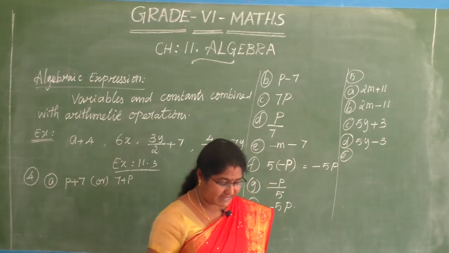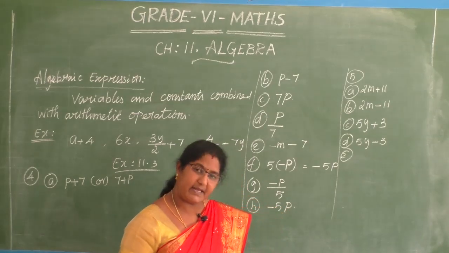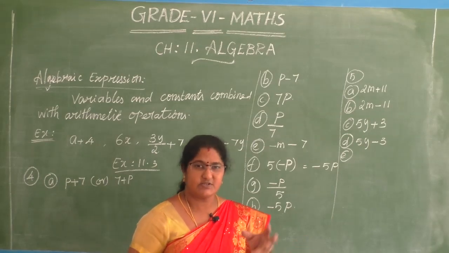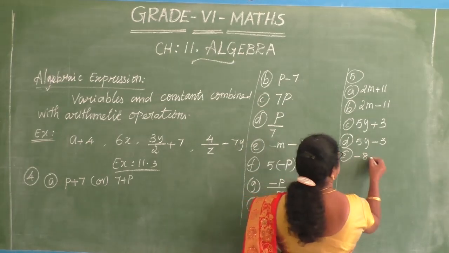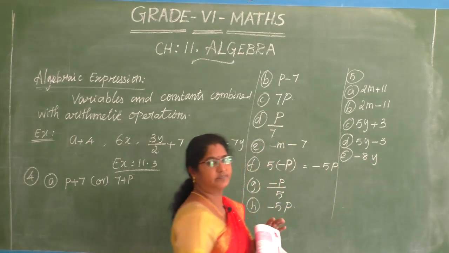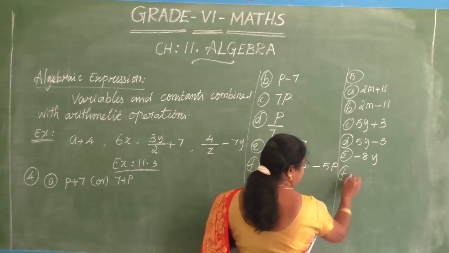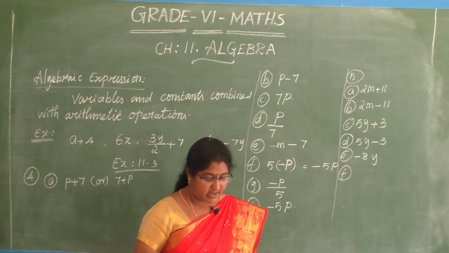Next, E. Y is multiplied by minus 8. Y into minus 8. So the number we have to write in front. So minus 8 into y. Minus 8y. Is it correct? Do you understand? Good.